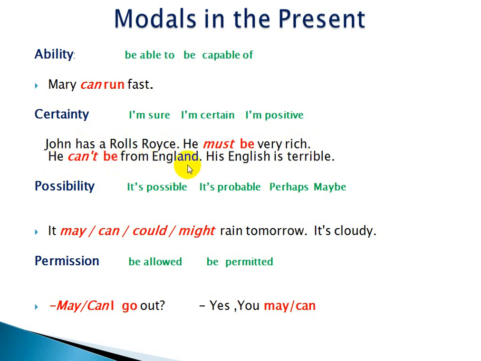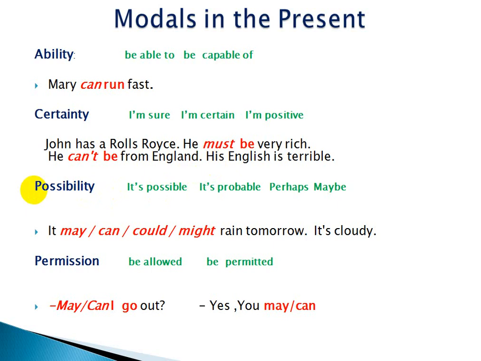He can't be from England. This man can't be from England. Why? Because his English is terrible. He can't be. It means I am sure he is not from England.